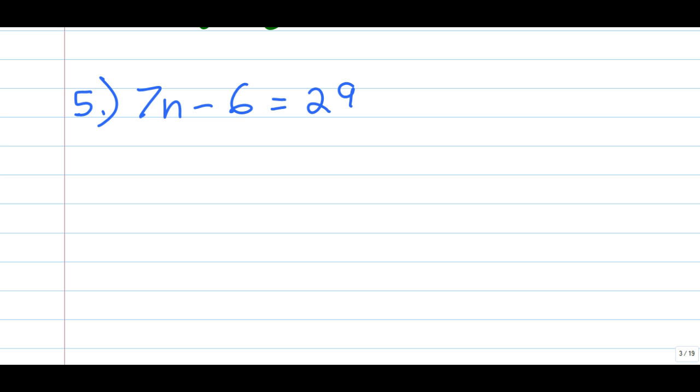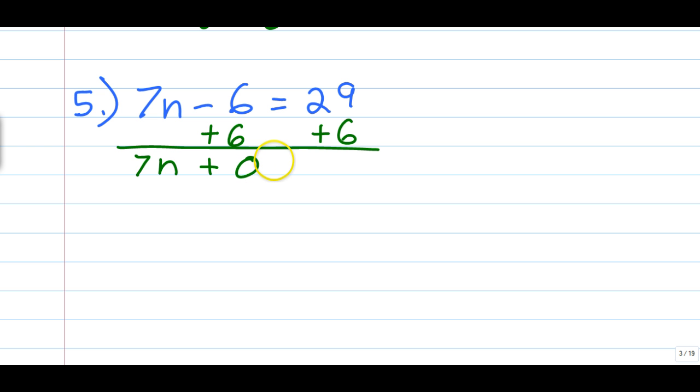In question 5, we'll be solving for n. We'll begin solving this one by moving the negative 6 away from the 7n. We can do this by adding to both sides the additive inverse of the negative 6, being a positive 6. So add plus 6 to both sides. This leaves 7n plus 0 equals 35.